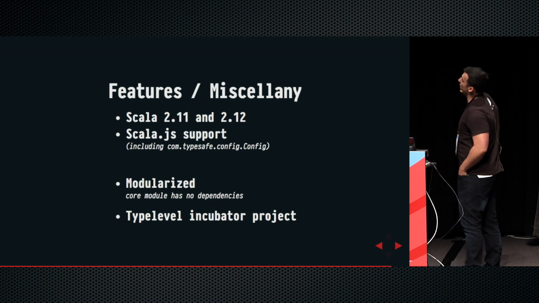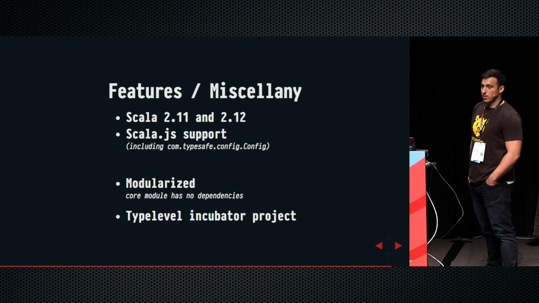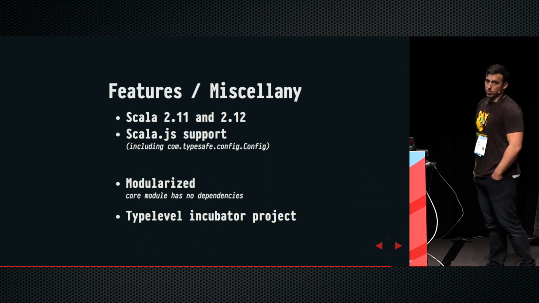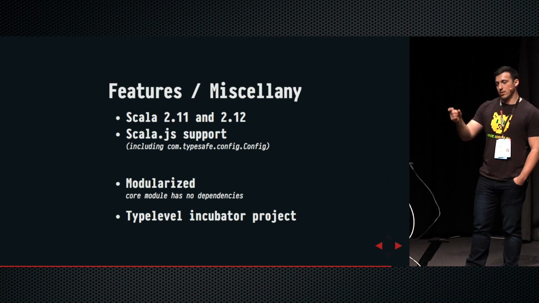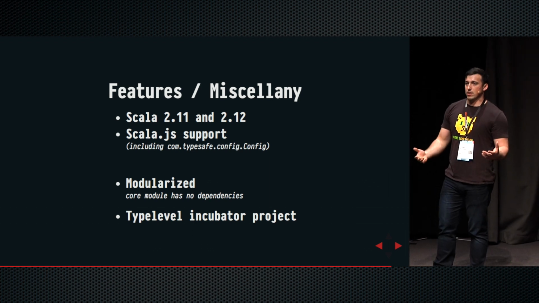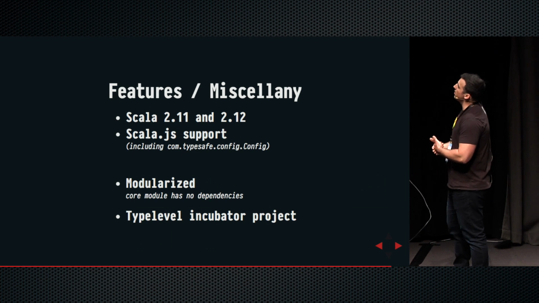Some features and other miscellany. This is Scala 2.11 and 2.12 at the moment. It also supports Scala.js, and that includes supporting type-safe config, or this library Shocon, which is class path compatible with type-safe config. So if you want to load Hocon files on Scala.js and on the JVM, you're able to do that, and you're able to do it in a generic fashion using case classy.